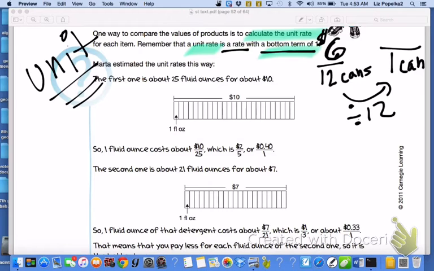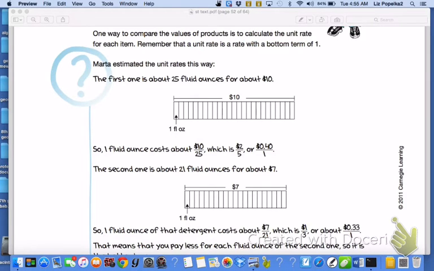In other words, I scaled down. I went from 12 cans down to 1 can. So then to scale the $6, I also had to do divided by 12. And 6 divided by 12 is 50 cents. So basically, I scaled $6 for 12 cans down to 50 cents for 1 can. Down below is a little bit more of a visual example for those of you that are more visually oriented.